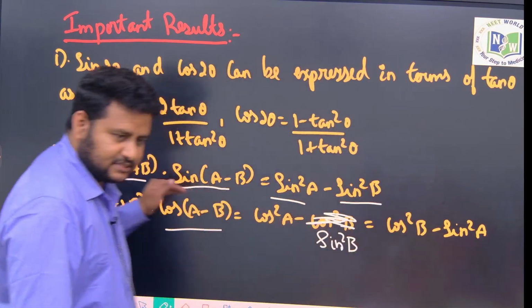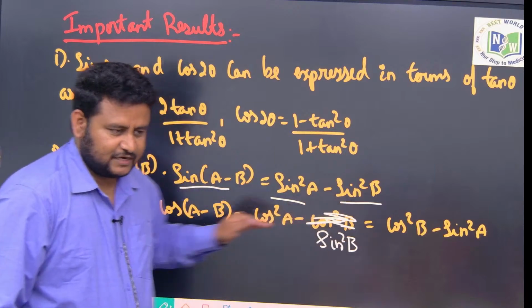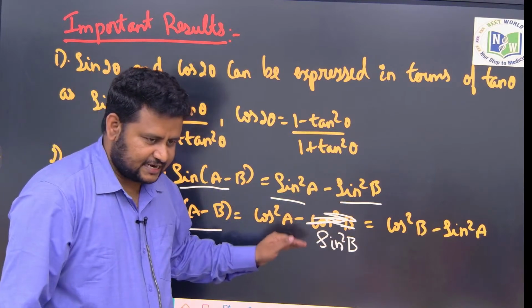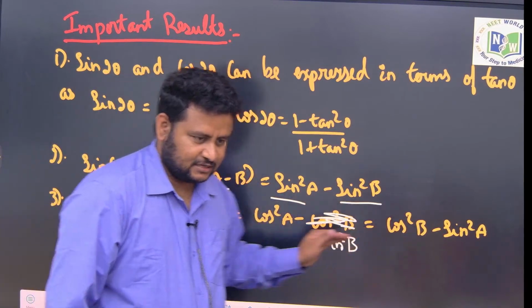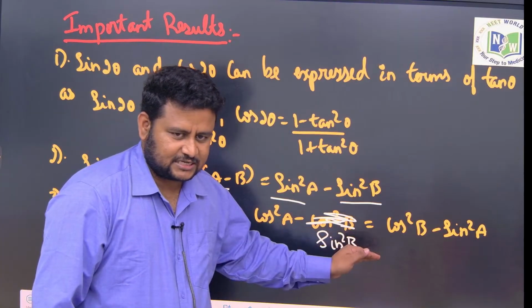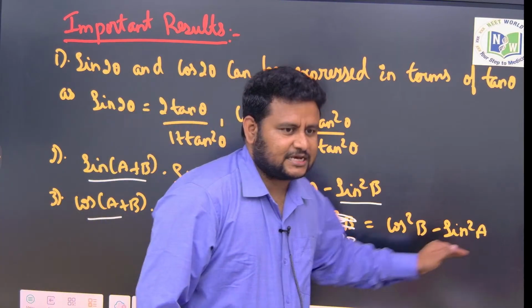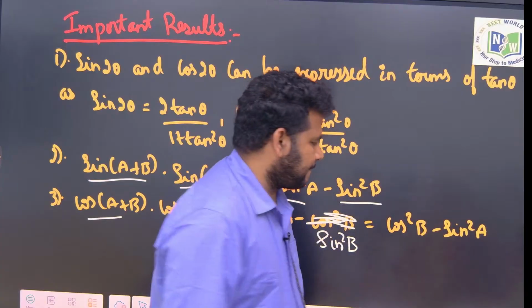Understood? See, if it is sin, only sin will be there. If it is cos, it is starting with cos, ending with sin. If it is cos square a, it is minus sin square b. If it is cos square b, it is sin square a. That's all.